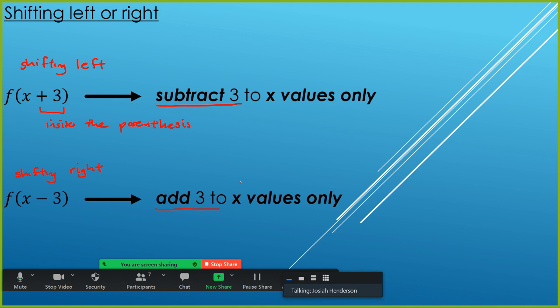It is just like when we did it for linear transformations. Horizontal, and I'm going to add this at the top. Make sure to put this in your notes as well. Always do the opposite of what it looks like for horizontal shifts. Opposite of what it looks like.